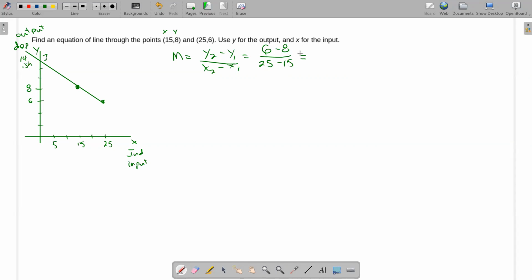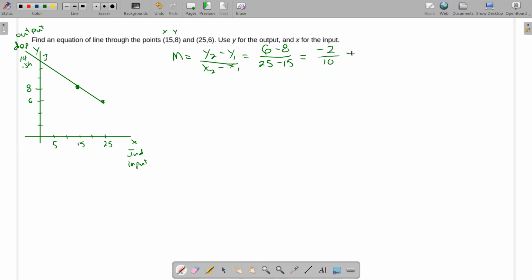Okay, 6 take away 8. Had 6, lost 8. That's bad. I'm down 2. 25 minus 15, that is positive 10. I'm getting a negative slope. Is that reasonable based on my picture? Answer is, yeah, that goes downhill, right? Downhill should be a negative slope. So this matches.